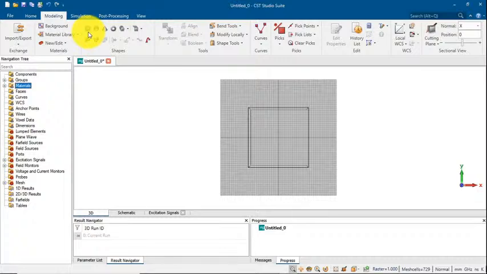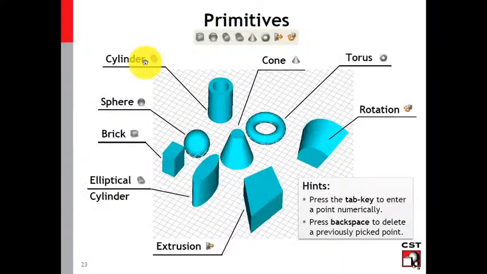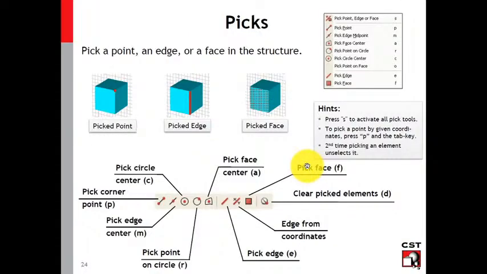Then I can go to the shapes. As you see here in the file, we have different shapes like cylinder, sphere, brick, elliptical cylinder, cone, torus, rotation, and extrusion. So let me go step by step from here. Here we have to pick an edge. So first I will create the shape. Then we will go to the tricks in CST to pick points, or edge points, or the middle point, or the center of the face, or points on the circle or the center of the circle, and a lot of tricks in CST. This will help us a lot.